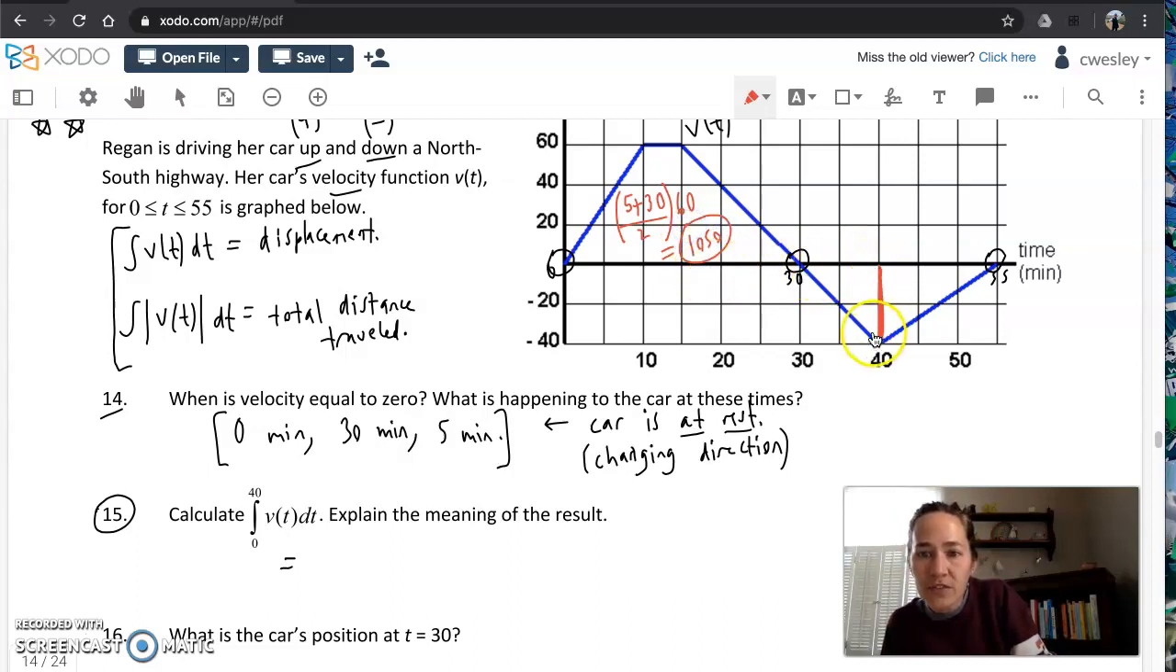Okay. Now let's just get this little right triangle here, and we'll use 1/2 base times height. So 1/2. The base, I'll call it this here, which will be 10 minutes. So 10 times the height, which is going to be 40 meters.